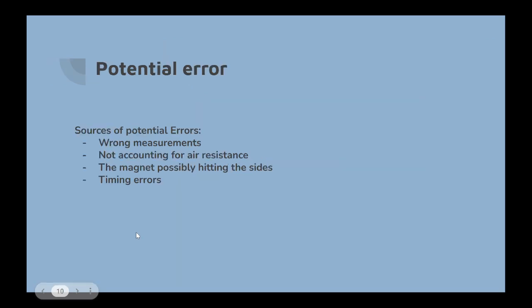Our potential errors are that we could have the wrong measurements. We could, since we're not accounting for air resistance, that could be a possible error. The magnet could possibly be hitting the sides and we're not accounting for that. And then there's timing errors.